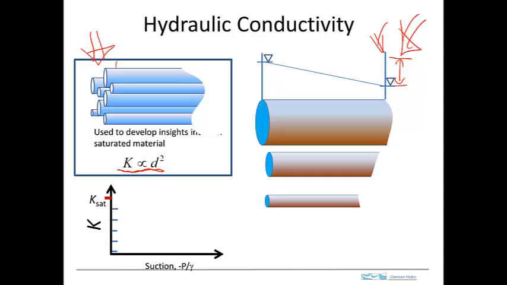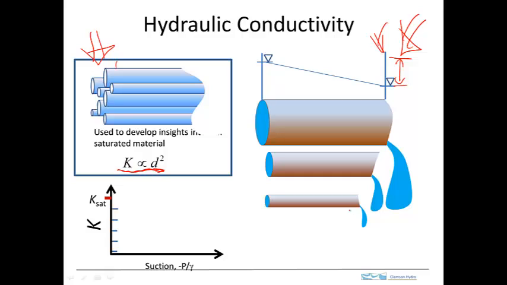So we have these 3 different pore sizes, and the effective conductivity for flow through these pores depends on the diameter squared. So if we double the diameter of the pore, then we increase the hydraulic conductivity by a factor of 4. If we have the same head gradient on all of these pores, there would be different flows through the different pores. There would be more flow through the biggest pores and less flow through the smaller ones. We just see that schematically.